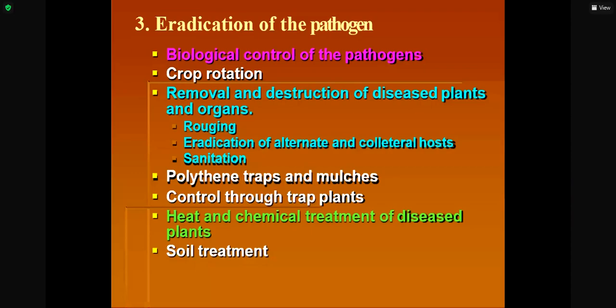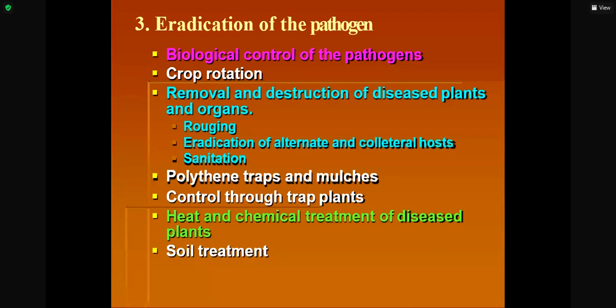We call it sanitation. Then we can cover the seed bed, for example, with polythene. We can follow mulching. What happens through mulching and polythene covering is that the temperature increases in the seed bed, and moisture will be very high. So in the presence of high temperature and high moisture, the resting propagules will germinate. And when the resting propagules germinate, they produce hyphae and mycelium, and these are very susceptible structures. So in the presence of high temperature, those structures will be killed. Okay, so in this way we can eradicate the pathogen, and we can also deploy chemical treatment and heat treatment.